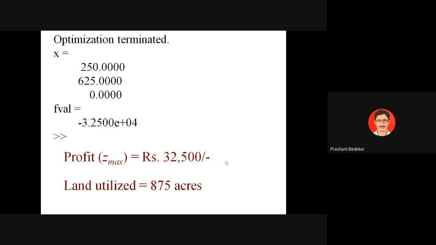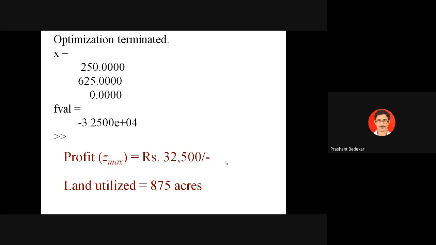We have converted it into minimization type. So the minimum value is coming out to be minus 32,500. Actually, the original function, the given function, will have a maximum value that is the negative of whatever result I have got.